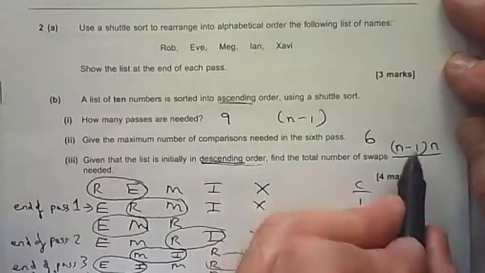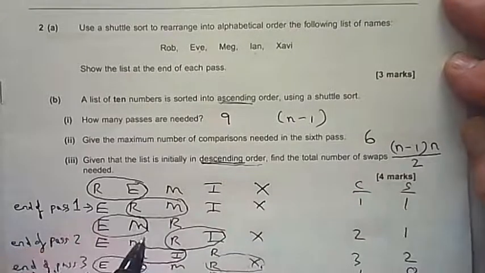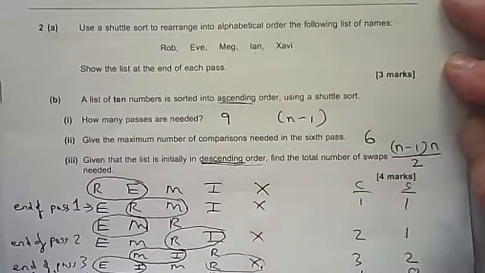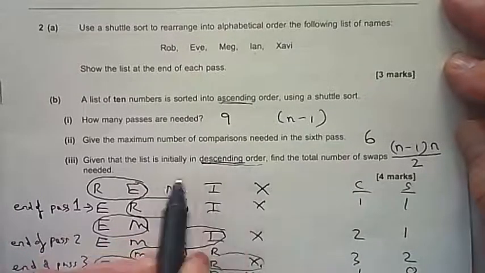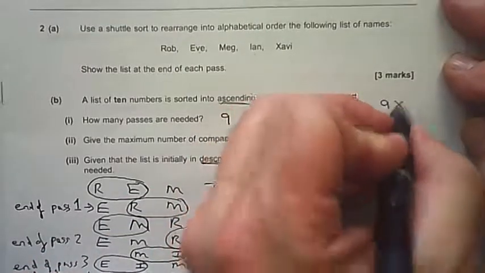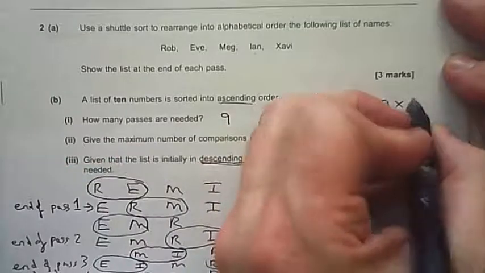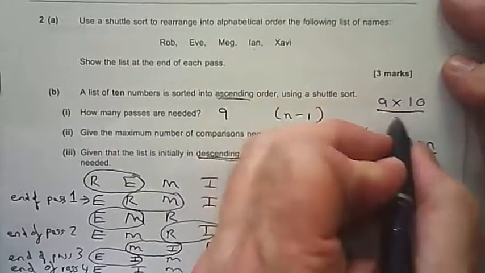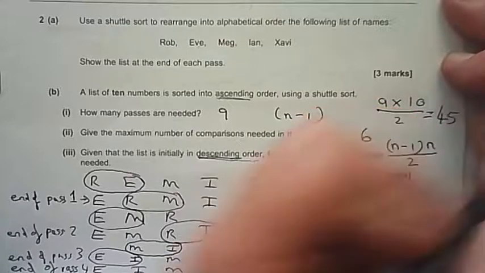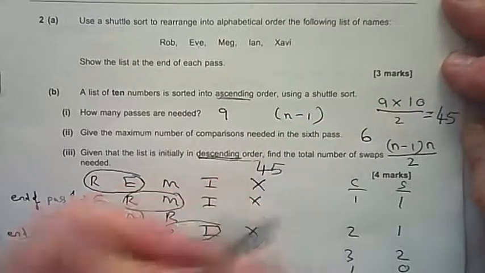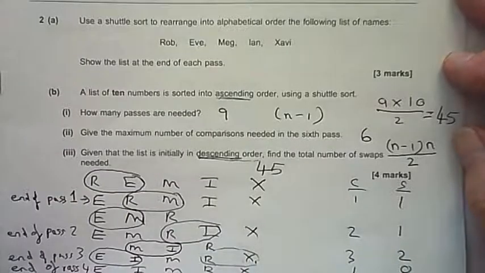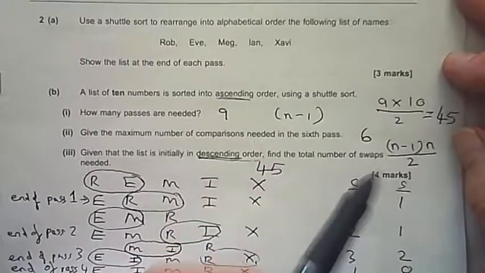Okay, so it's this formula again, it's cropped up before, n-1 over n divided by 2. So total number of swaps, well n-1 is 9 times n, which is 10, over 2 equals, well that's 90 over 2, 45. There we are. Sorting algorithm question, 7 marks.